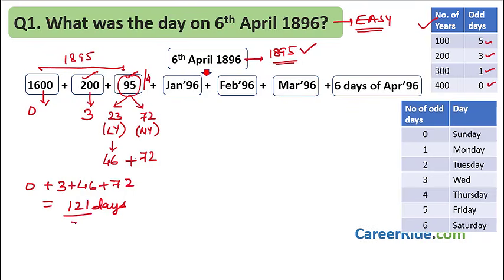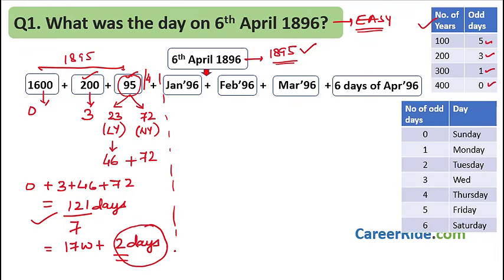I'll just divide this by 7. So this gives me what? 121 by 7. That is equal to 17 weeks plus 2 days. 2 is my remainder here. When I divide 121 by 7, I get 2 odd days here. So this is the information that is going to be useful to me. Let me circle it. Okay. So I have solved this part.